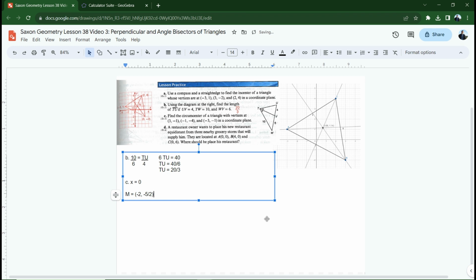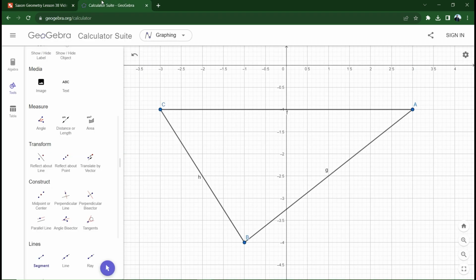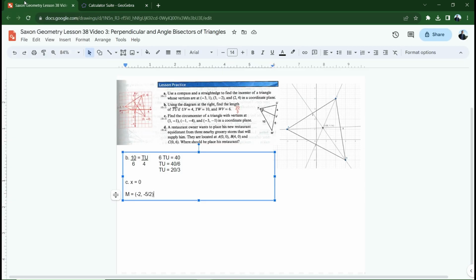Let me just make sure that this is a realistic midpoint. (-2, -5 over 2). So for this line, 1, 2, and then 5 over 2 is the same as 2.5. Could this really be the midpoint of this line right here? Yes, that looks like it's a good midpoint. Okay, so I just inspected my graph to make sure that this seemed realistic.